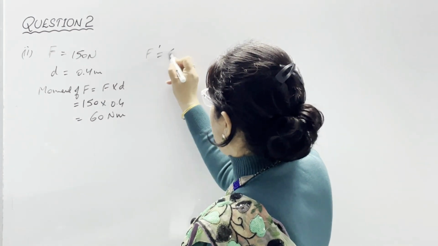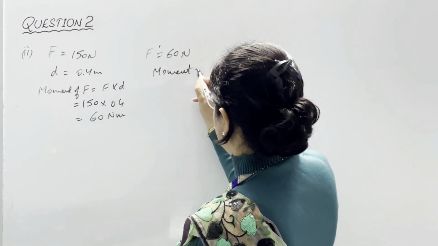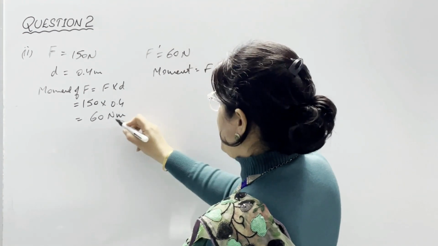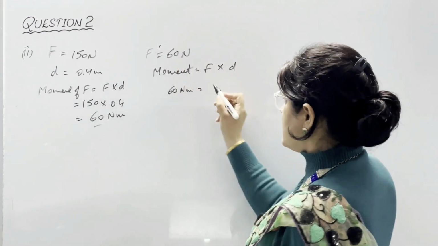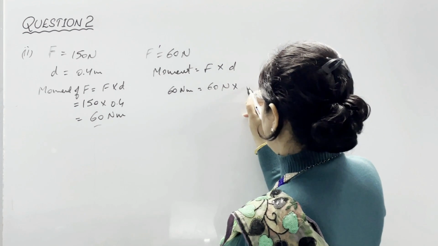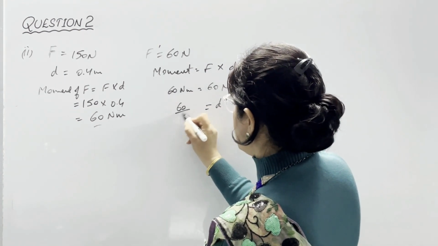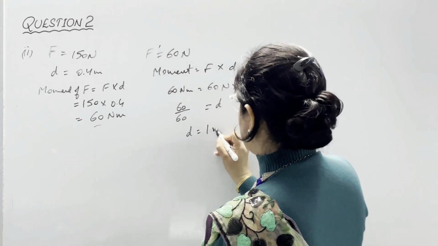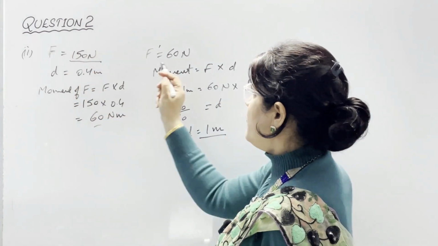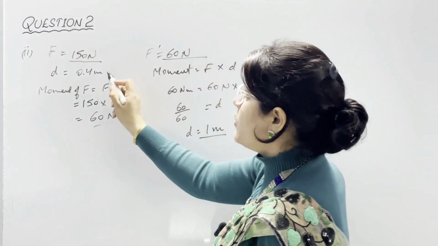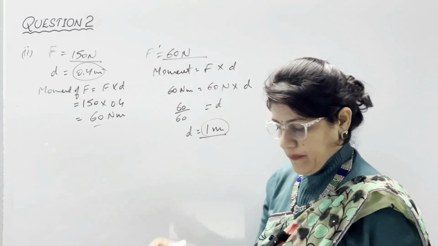It means F dash is given as 60 Newton. Now moment is equal to F into D. Moment we have calculated as 60 Newton meter and the new force is given as 60 Newton. We need to calculate the distance, or you can say the length of the spanner. So 60 divided by 60, distance is equal to 1 meter. You can see if he wants to reduce the force applied by him, he needs to increase the length of the spanner from 0.4 meter to 1 meter.